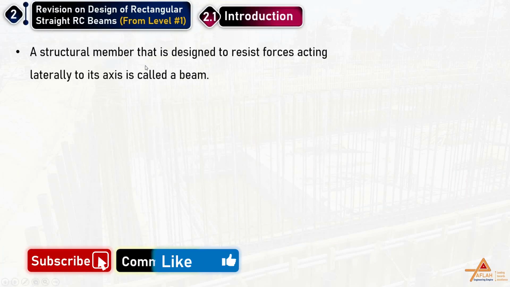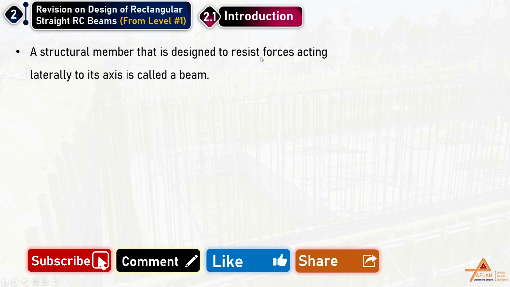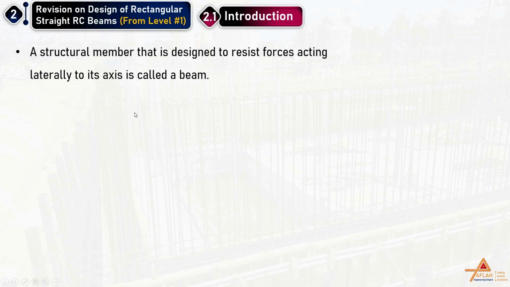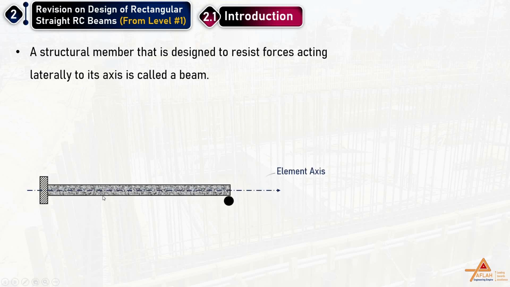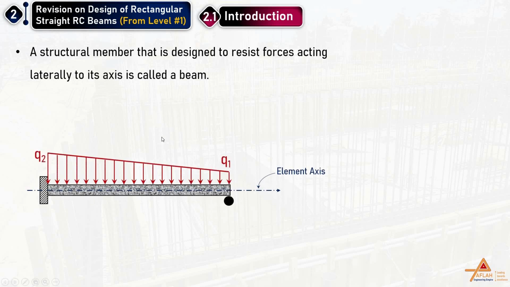A beam is a structural member that is designed to resist forces acting lateral to its axis. Each element will have its own longitudinal axis. If the load is lateral to the longitudinal axis, something like this, this is the element axis. If the load is perpendicular or lateral to this longitudinal axis, we will call it a beam, because basically the primary effect of this load will be bending. So if the element is primarily loaded with a bending effect, we will say that it is a beam.